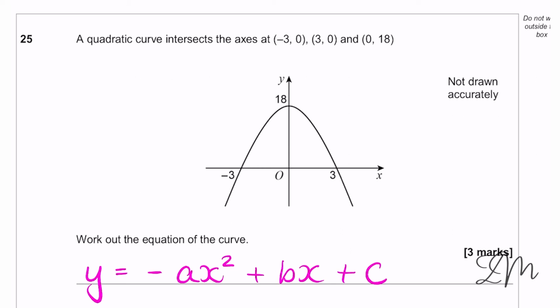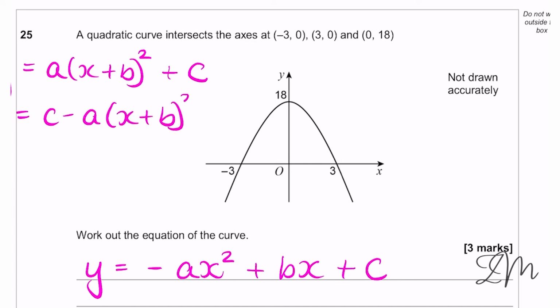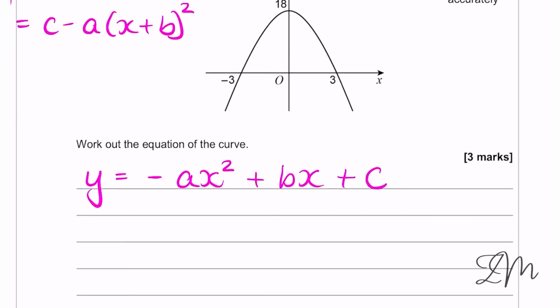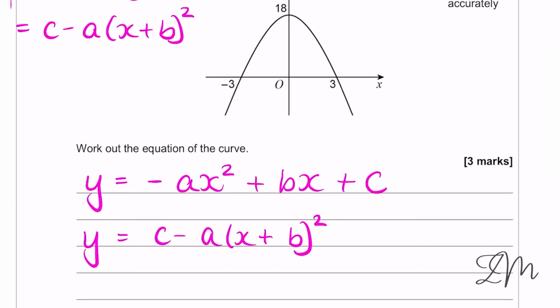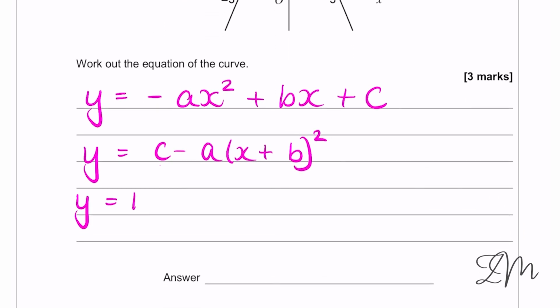When we have a negative, we've got two ways. If we have a positive one, we get x plus b squared plus c. If it's a negative completing the square, it looks like that because there's a minus in front. So because we've got a negative one, we can think of it as c minus a times x plus b squared. In this case we can see that b is 0 because that's our minimum point, and we can see that c is 18. So we get y equals 18 minus ax squared.